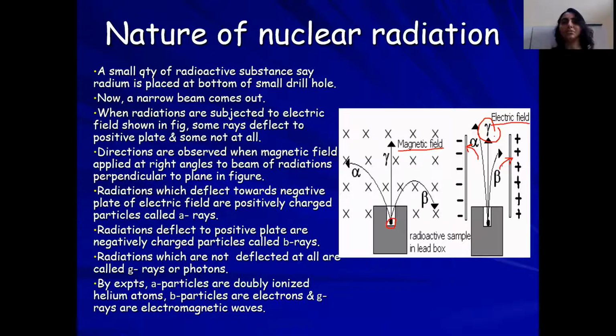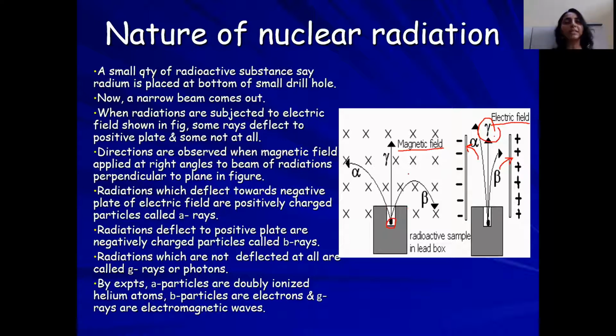Some of them, as you see, are deflected towards the positive, some towards the negative, and some are not deflected at all by the electrical field. Those which are deflected towards the positive plate are beta, they are negatively charged. The ones which are deflected towards the negative plate are alpha, they are positively charged. And the ones which do not deflect are gamma radiations, which are electromagnetic radiations.